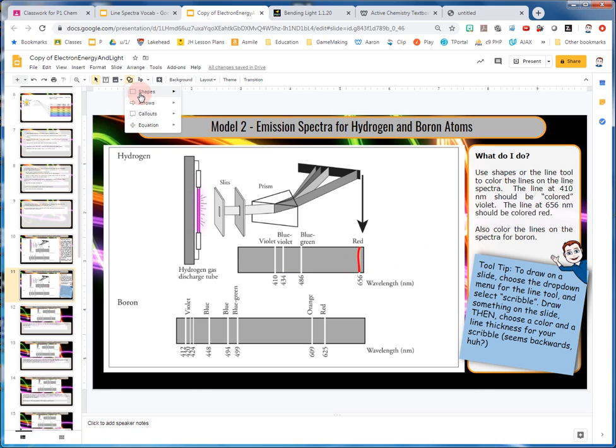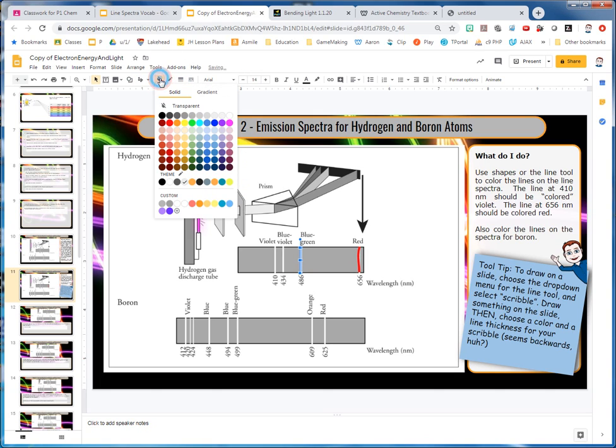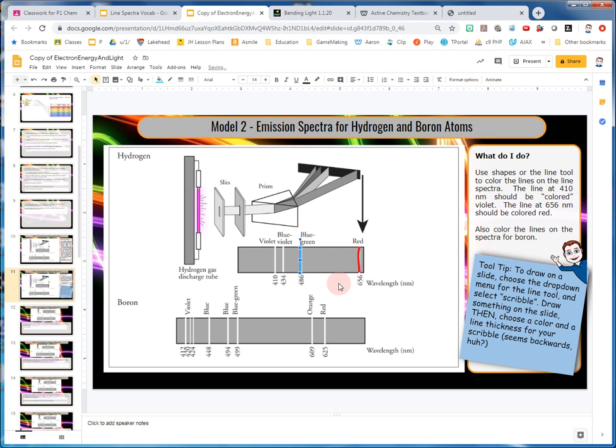Another way you could do it is just do a little shape. Just do a little rectangle here. And make sure you turn the border color off and then fill that with, what is this, blue-green? That's kind of a blue-green right there. And then if you do it this way, you can just Control-C, Control-V.